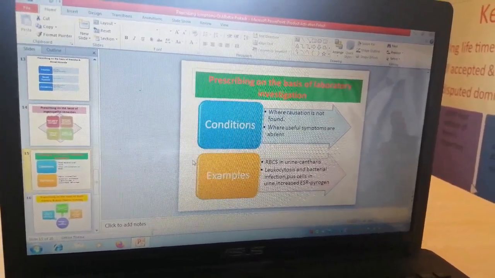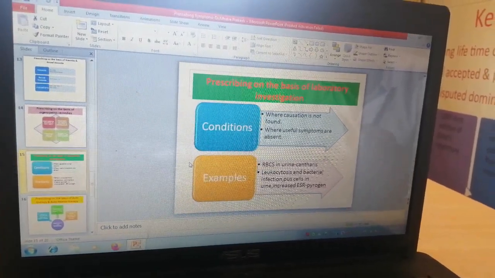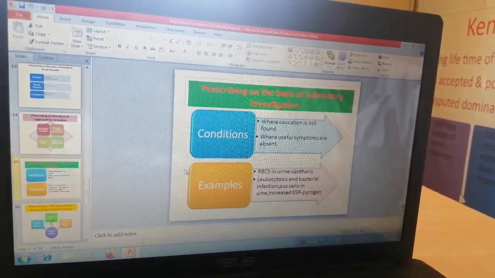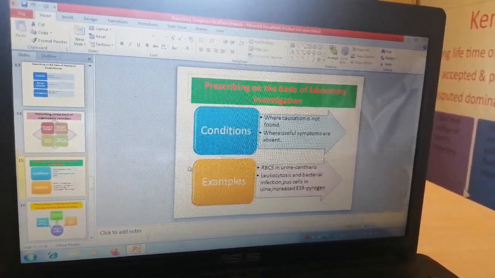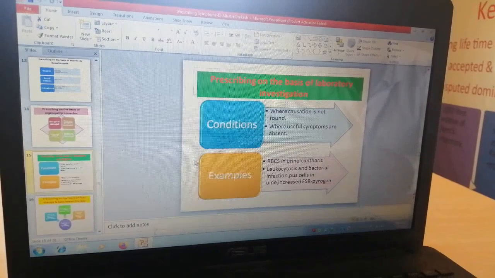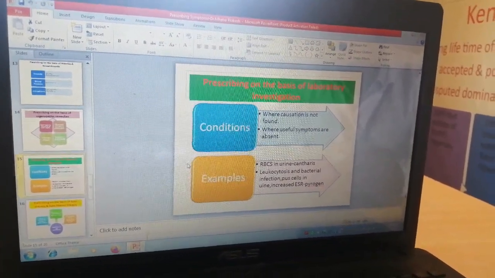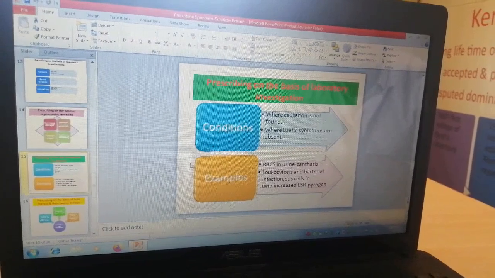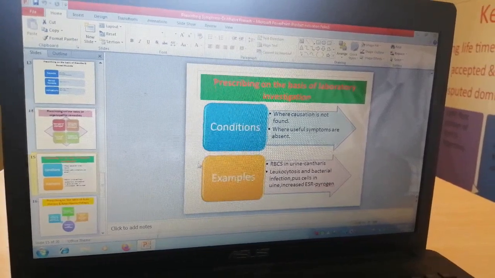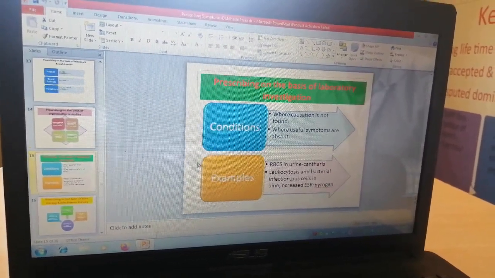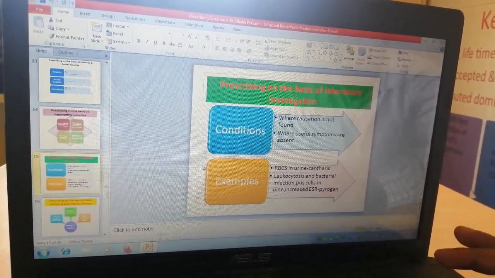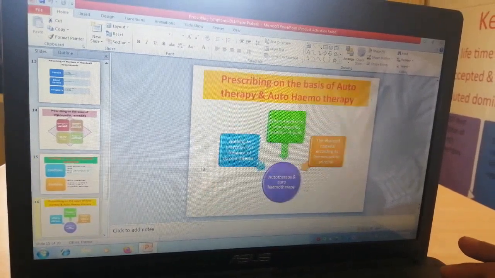For example, whenever there is an increase of WBC, that is leukocytosis, or sometimes there is pus in the urine, or an increased erythrocyte sedimentation rate, in such cases we can think about Pyrogen. Or sometimes RBCs are found in the urine; in such cases we can select the Cantharis remedy. So likewise, on the basis of laboratory investigation, we can choose a correct remedy.